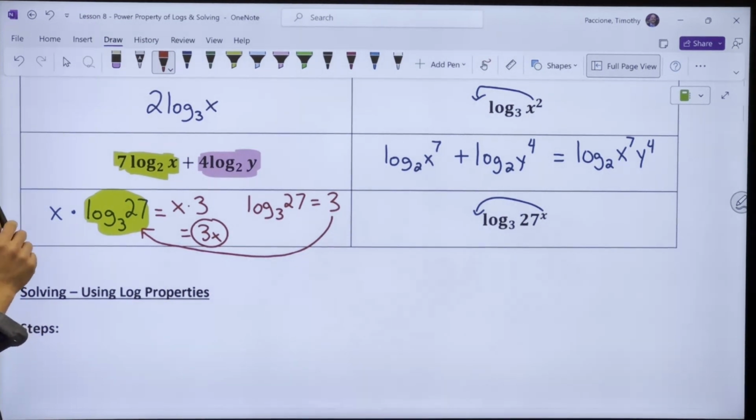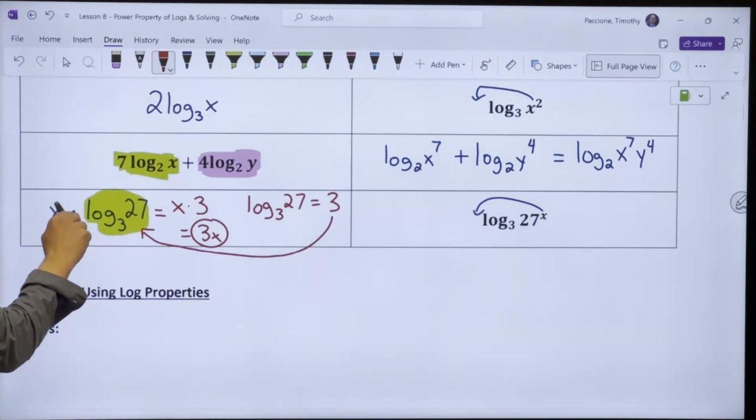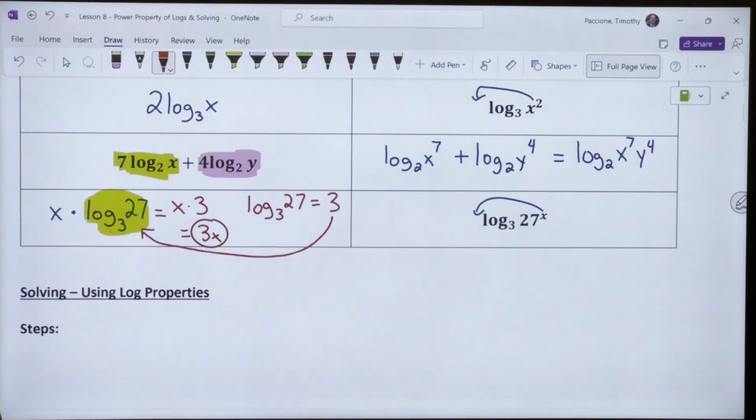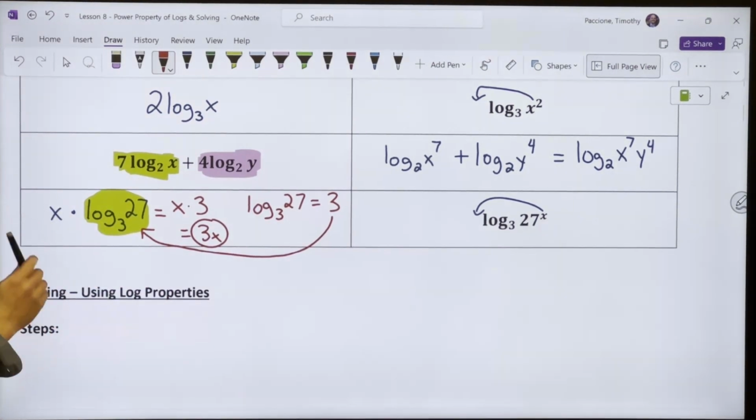I have a question. So instead of 27, like we put 3. So it would be log 3, 3. Yeah, so that's 1, and it would just be x. Yeah, that's what I was thinking about. But in this case, it's 3, so it's 3x. Make sense? All right, on to our next topic.